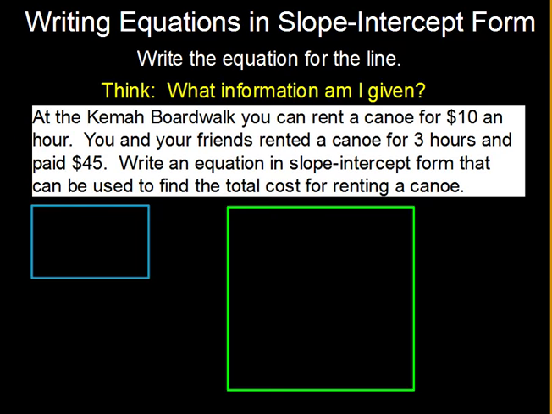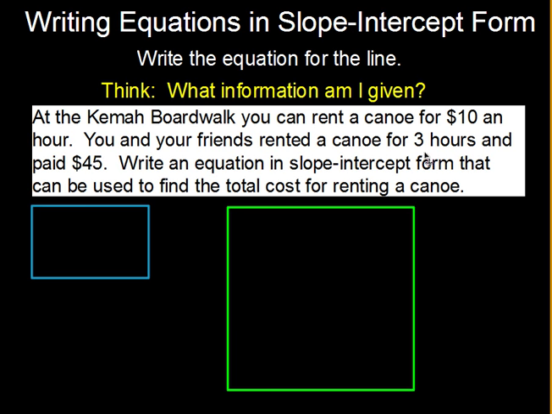For our next example, we have a verbal description. At the Kima Boardwalk, you can rent a canoe for $10 an hour. You and your friends rented a canoe for 3 hours and paid $45. Write an equation in slope-intercept form that can be used to find the total cost for renting a canoe. So here we want to look at the information from here. And what we notice is that we have this $10 an hour. That's a rate. And so again, remember, a rate represents a slope. So that means the slope is 10.